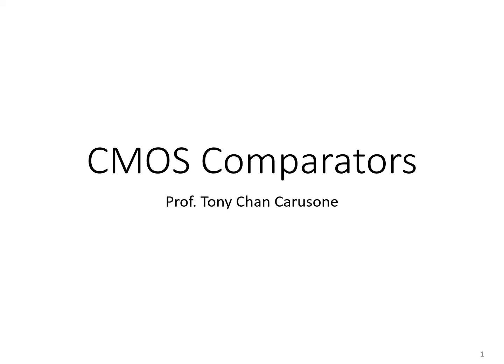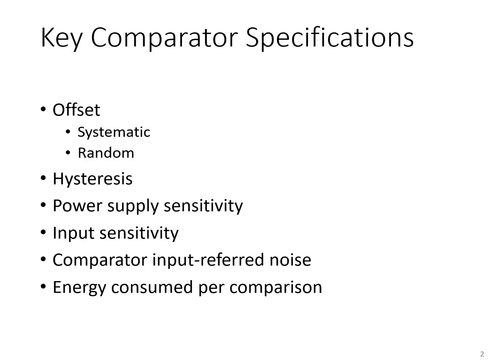In this video, we'll look at some of the key specifications of CMOS comparators and how to measure them. So some of the key comparator specifications include offset. Much the same way an amplifier has offset, a comparator can have offset, which will cause its output polarity to depend not only on the sign of the input, but perhaps on the sign of the input compared to some offset. Again, as was the case in amplifiers, that offset can arise because of systematic imbalances in the comparator's design, or simply because of random mismatches in the constituent devices.